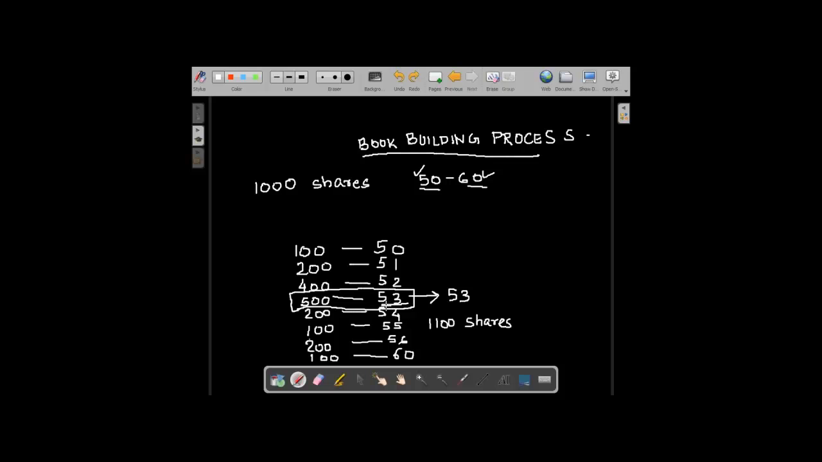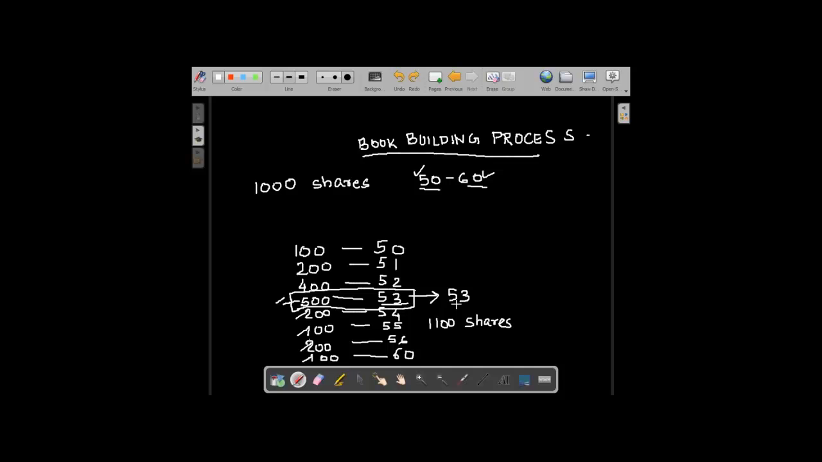And the company wishes to issue only 1000 shares. So the 100 shares and 200 shares from the higher bids will all be allotted shares at the price of 53, since they were ready to pay a higher price, if they have bid for 54, 55, 56 or 60. And 500 shares have bid at a price of 53. So the balance 400 shares will be allotted on a pro rata basis to these 500 bidders at a price of 53. This is known as the book building process.